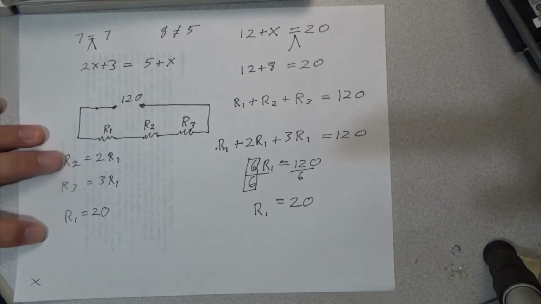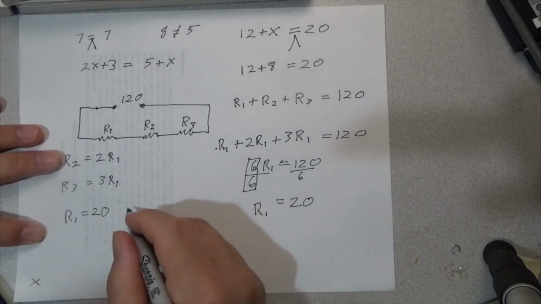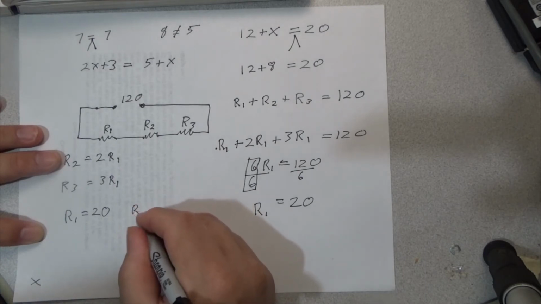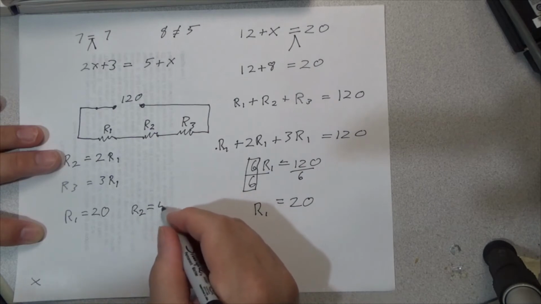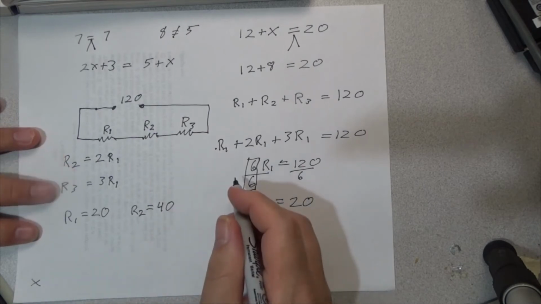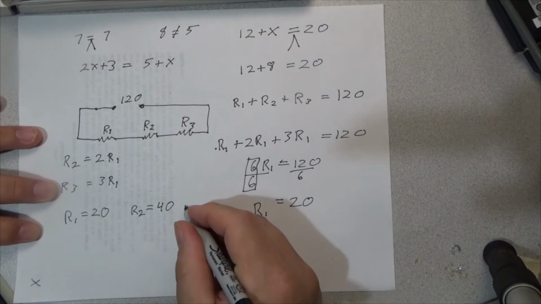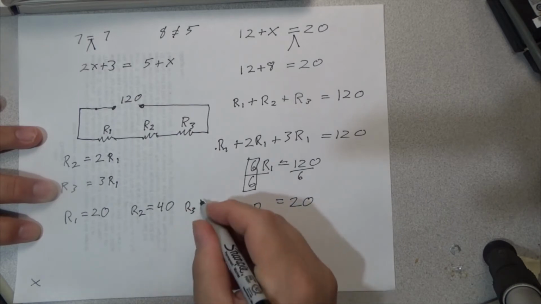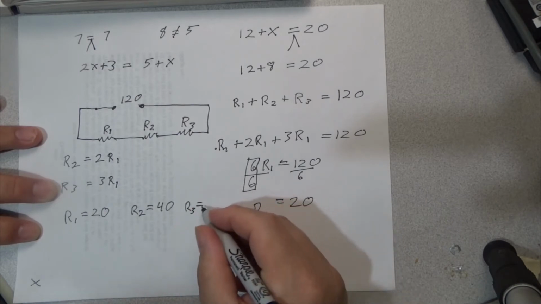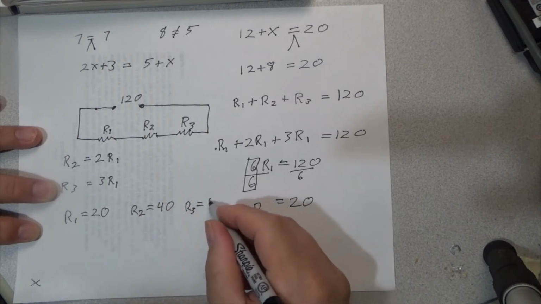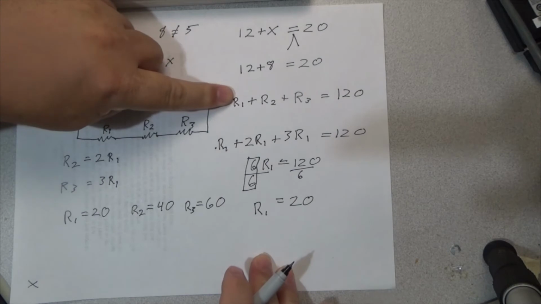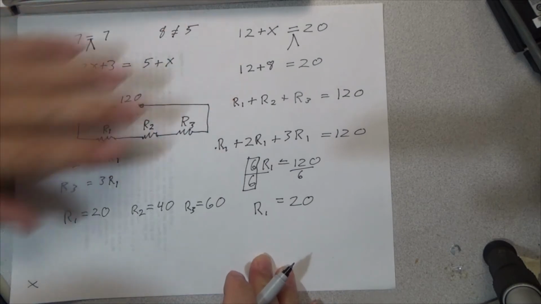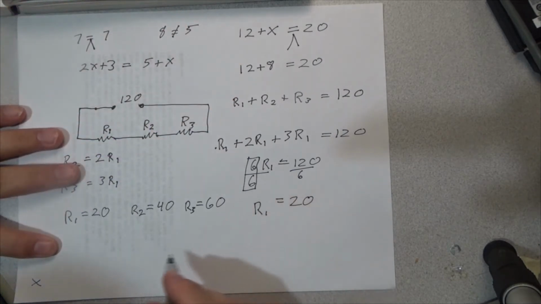And I know from this equation right here that R2 is 2 times R1. So R2 would equal 40. And I know from this one right here that R3 is 3 times R1. So we know that R3 is going to be 60. Okay, so now I can go back up to this equation right there and write these numbers in.